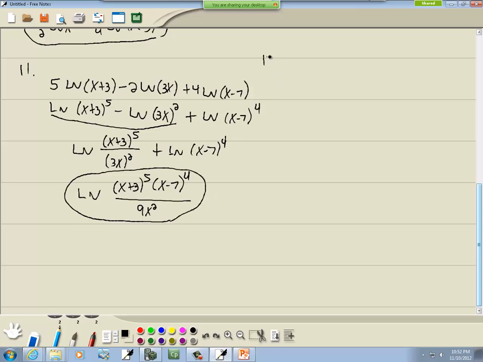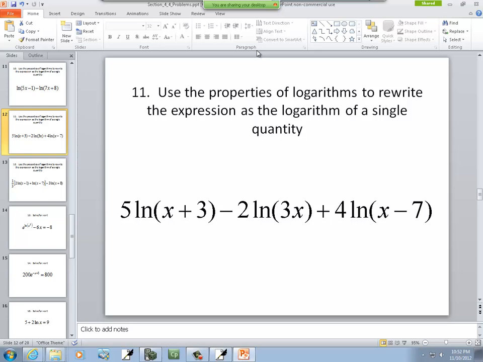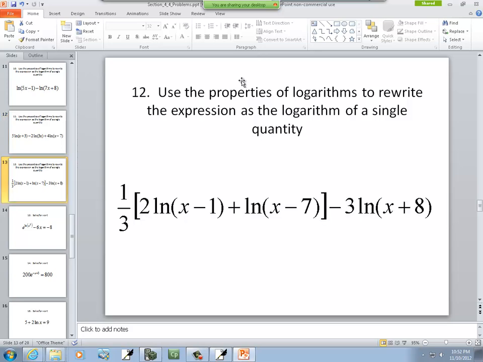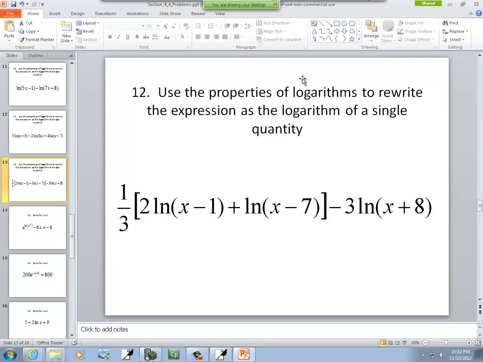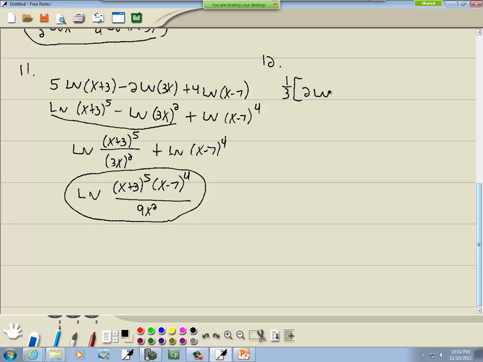Let's look at one more of those. So we've got 1/3 [2 natural log of x minus 1 plus natural log of x minus 7] minus 3 natural log of x plus 8.